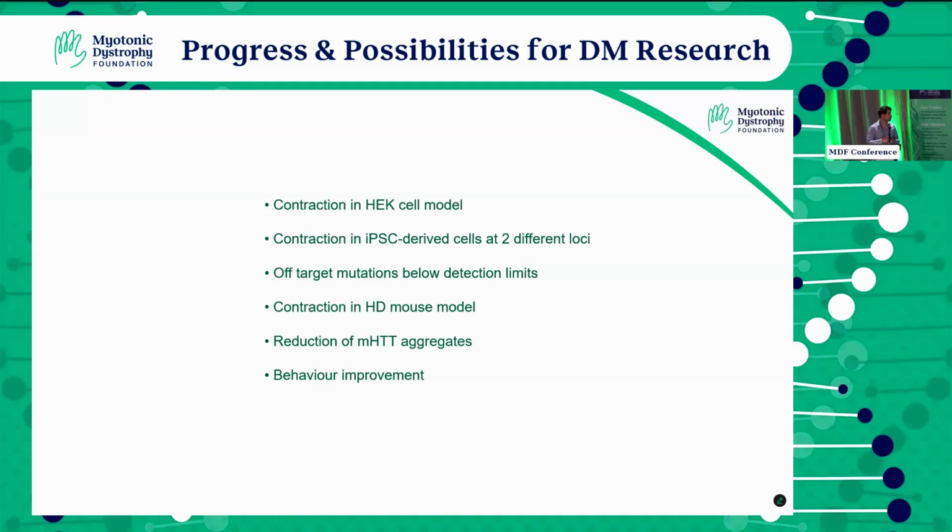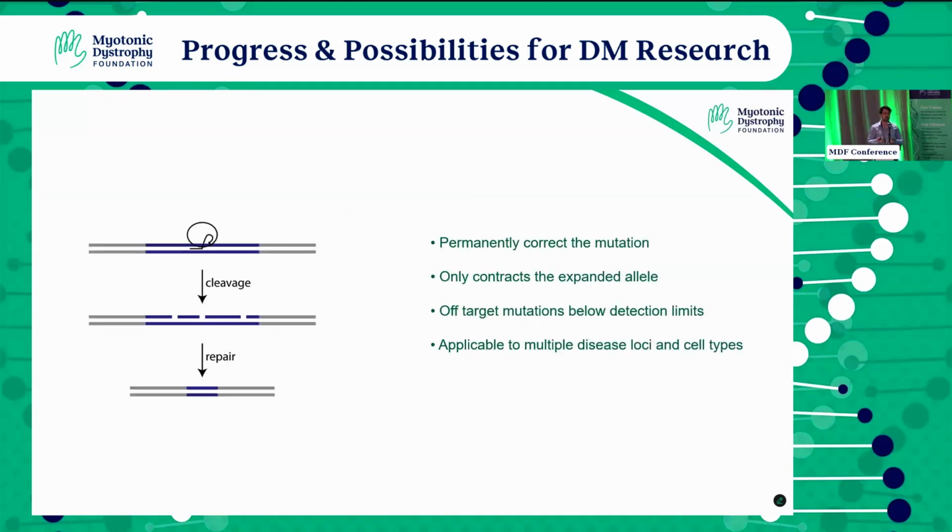And so with this, I hope I've convinced you that our approach could permanently correct the mutation. We'll only contract the expanded allele, which I think is really a plus when we can be allele selective. We have off-target mutation, which is below detection limits. So hopefully this approach is fully safe, and as we're using a Nickase, this is what we hope. And finally, I hope this will be usable for many repeat disorders, because as we've seen, we can contract for DM1 and Huntington disease, but I hope that it can be used for a lot of others as well.